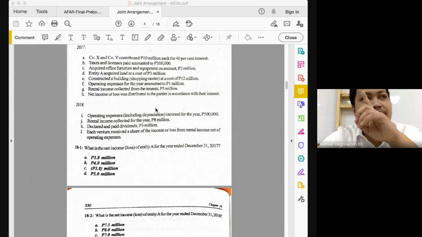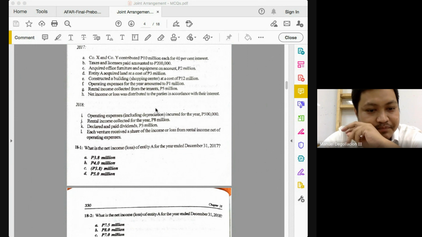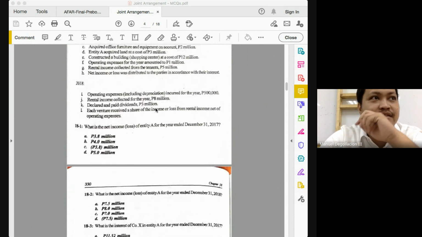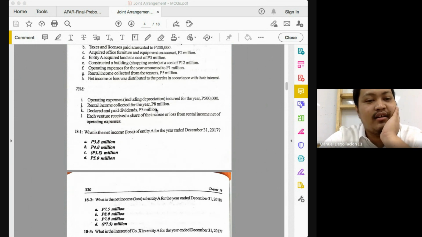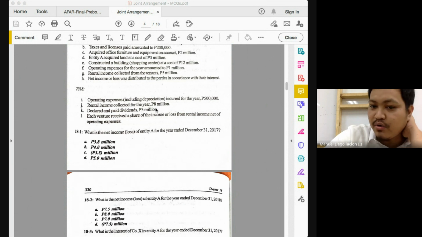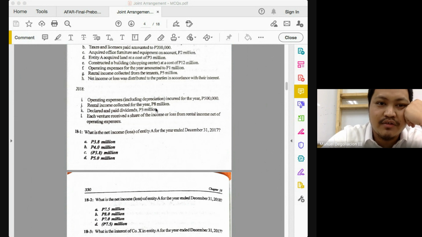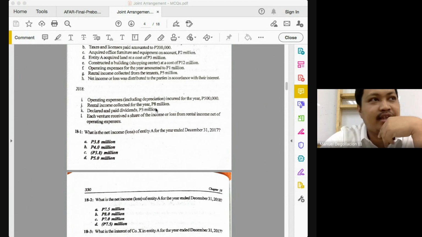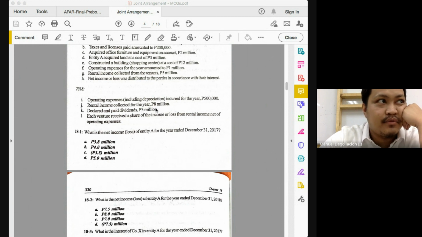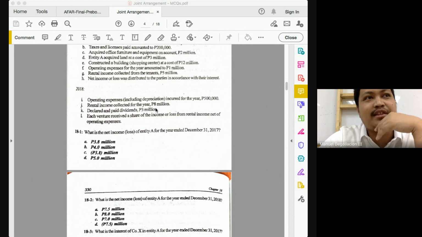3.8 million. So will this entire 3.8 million go to the investment of, who is this? Company X? No, because not the entire 3.8 will go to Company X, only its share. How much is the share of Company X in the profit of the joint arrangement? 40%. And how much is 40% of 3.8 million? 1,520,000.